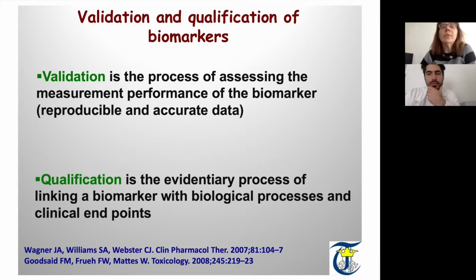validation is the process of assessing if the biomarker is reproducible and gives you accurate data. So it measures the performance of the biomarker. And it is very different from qualification. Qualification is linking the biomarker with the biological process and with the clinical endpoint. This is very important, and none of the biomarkers that we have now in allergic diseases is qualified, like, for example, C-reactive protein in cardiovascular disease.